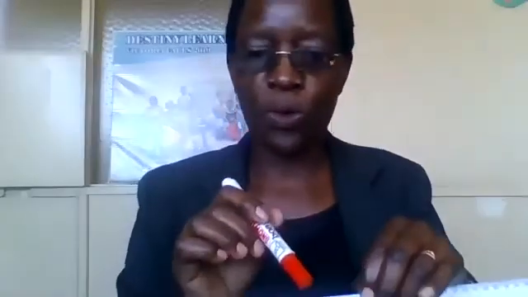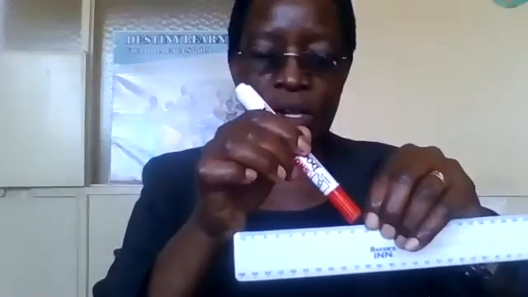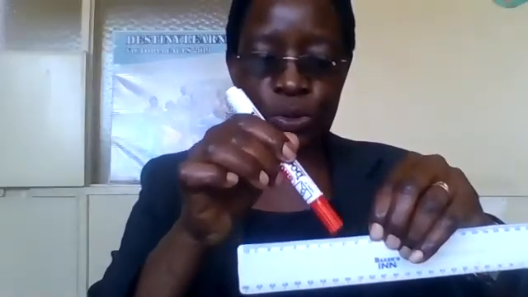Good. So 10, count back 4. Put your finger on 10, and then you're counting 4. Let's go. 1, 2, 3, 4. What is your answer? 6. Well done.